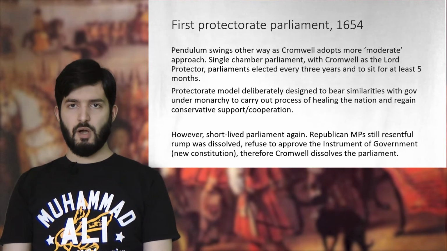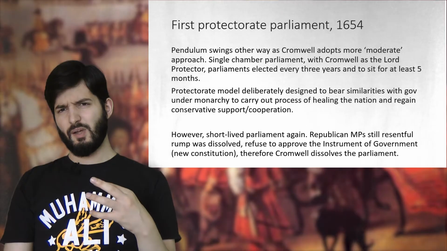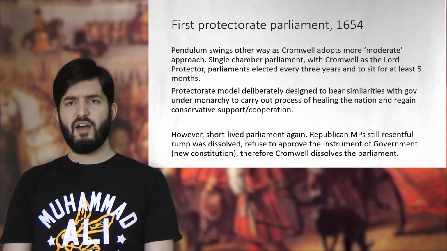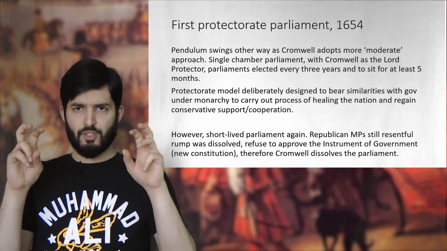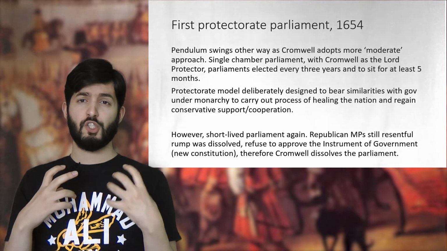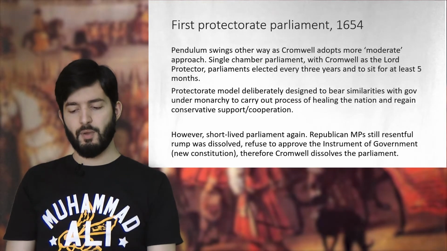In this case, it's because Republican MPs who were still resentful of Cromwell having dissolved the Rump maintain this hostility towards him, and they basically refused to approve what is referred to as the Instrument of Government. That is Cromwell's new constitution that he adopts along with the Protectorate Parliament.